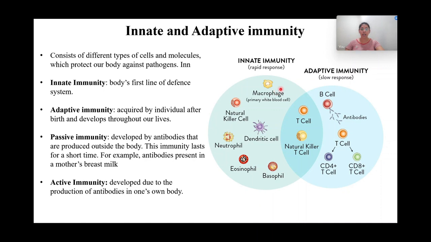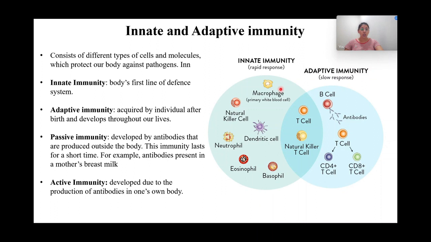The second kind of immunity is the adaptive immunity. You acquire these components and molecules once you are affected by a pathogen. So it is acquired immunity, and it happens after birth, but it develops throughout life. Each time you encounter an antigen, each time you fall sick, your adaptive immunity is also developing itself.